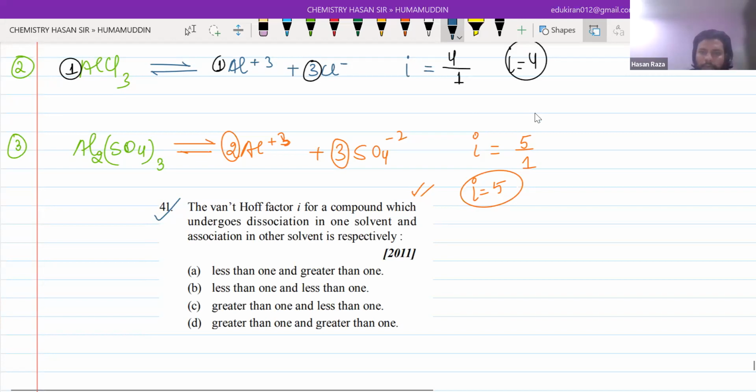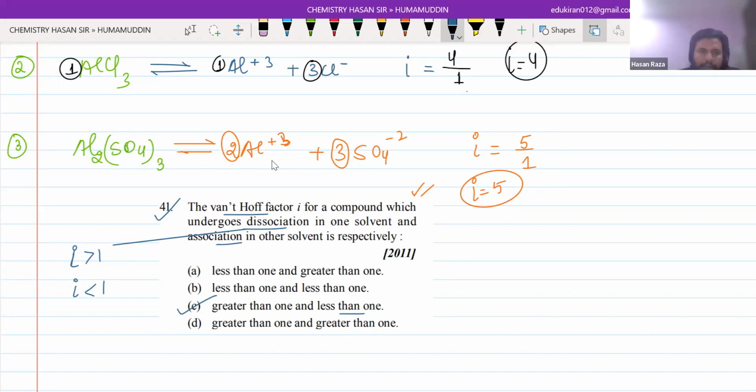Any answer from you? Very good. So you can see the Van't Hoff factor i for a compound which undergoes dissociation: the number of particles increases, so i will be greater than 1. And for association, the number of particles decreases, so i will be lesser than 1. So greater than 1 and less than 1 is your answer. Is that clear?